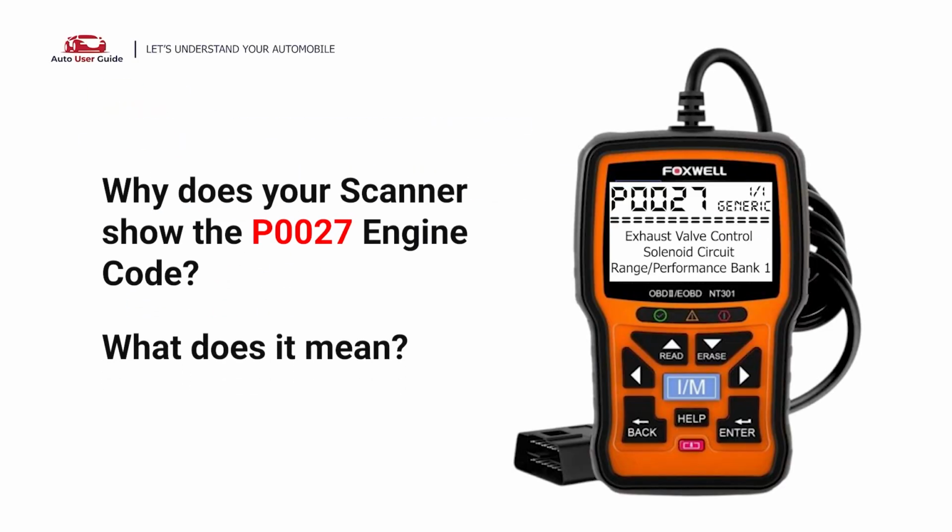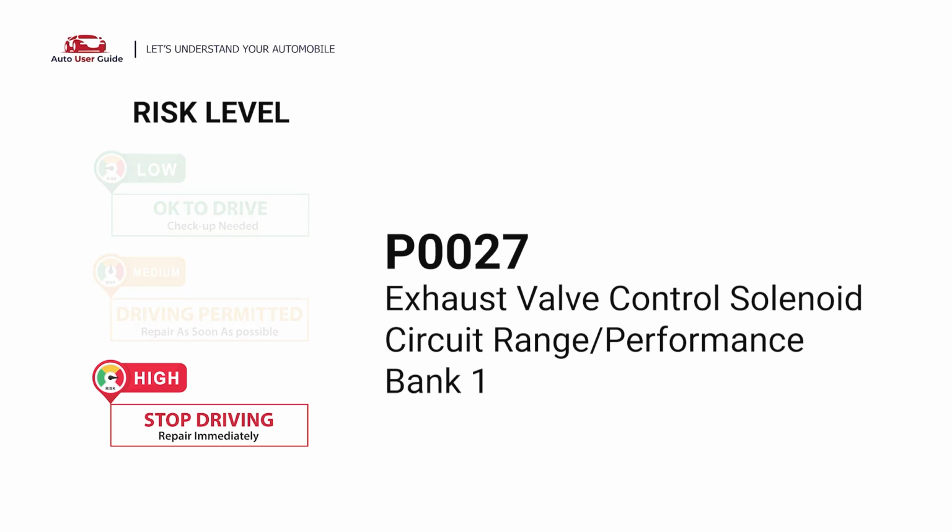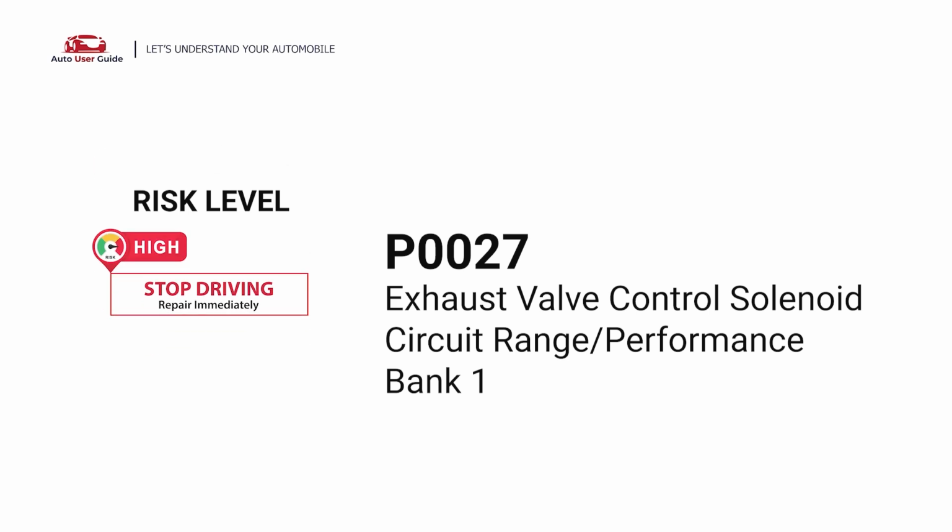Why does your scanner show the P0027 engine code? What does it mean? P0027 is a diagnostic trouble code for exhaust valve control, solenoid circuit range or performance, bank 1.